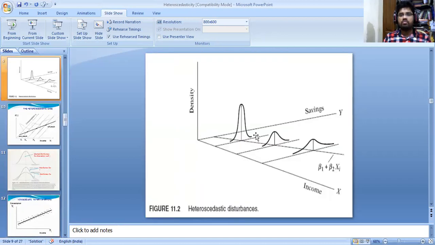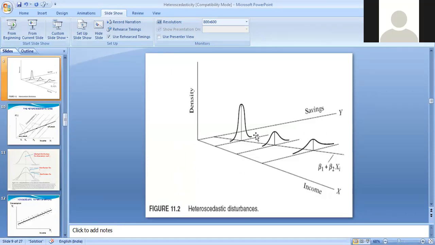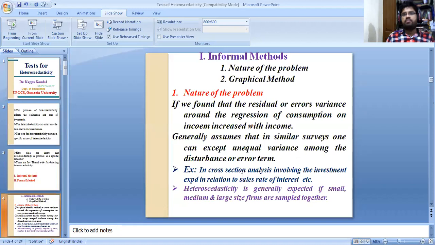Have you seen this one? Hello. Are you able to see the graph of heteroscedasticity or homoscedasticity? Yes, sir. Yes, sir.